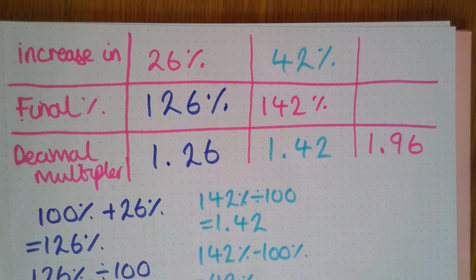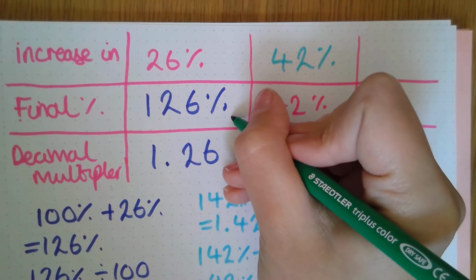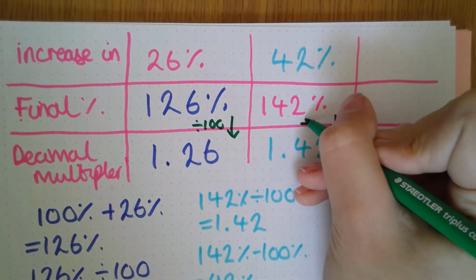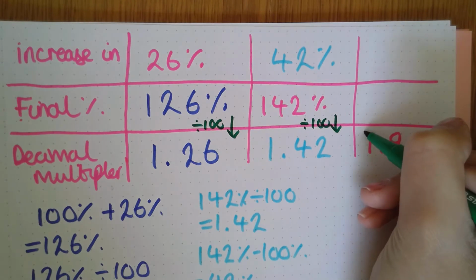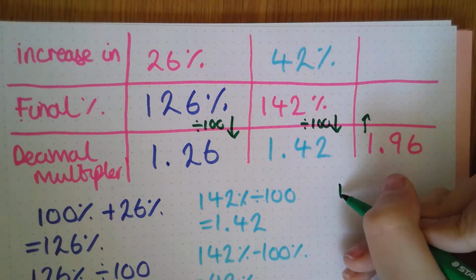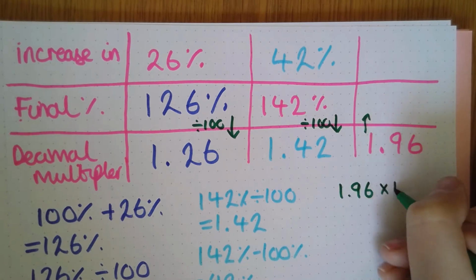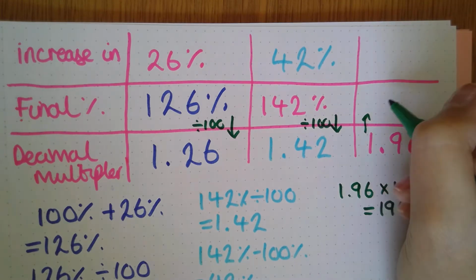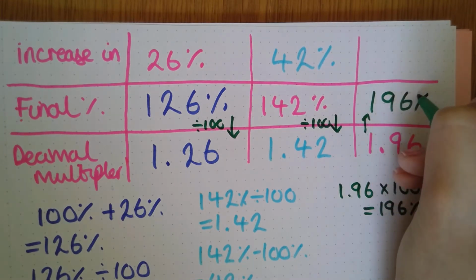Okay, and the last column, so to go from here to here, we divided by 100. Here to here, we divided by 100. This time I've got to go back up, so I'm not going to divide by 100, I'm going to do the opposite, so I'm going to times by 100. So times by 100 is 196%, which goes in here, 196%.